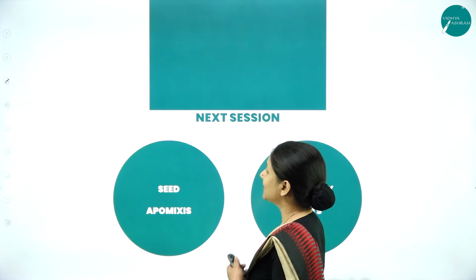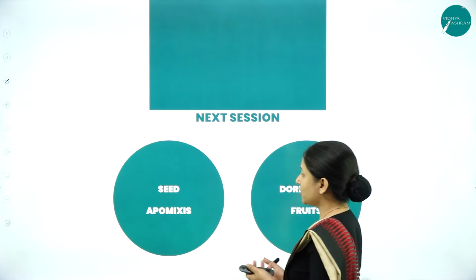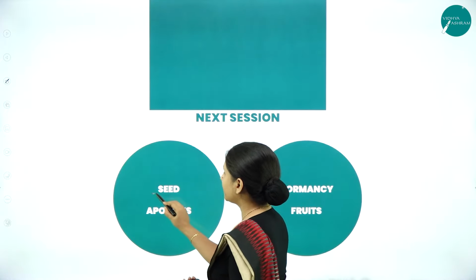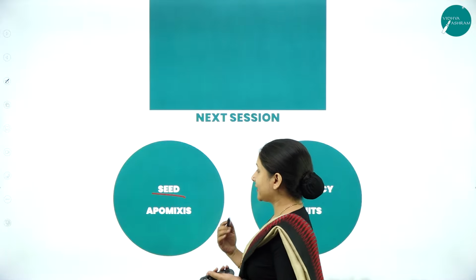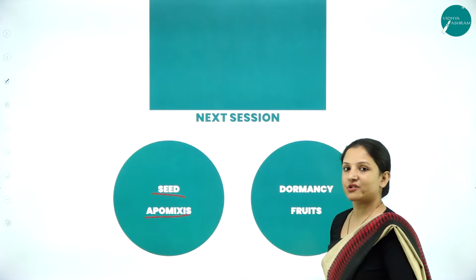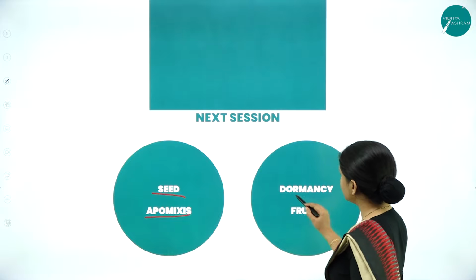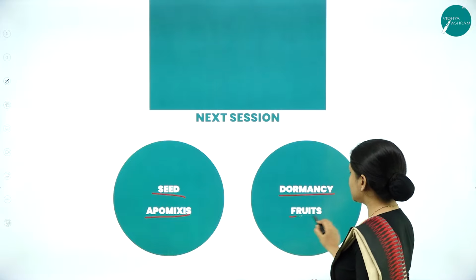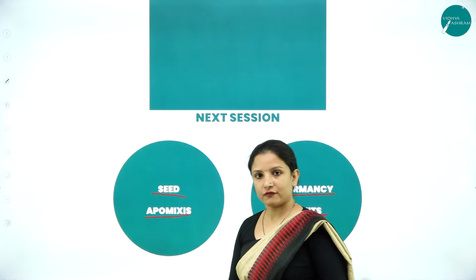So this was about this session. In the next session, we'll talk about the post-fertilization structure again, that is the seed, how the seed gets formed, and we'll talk about apomixis, which is one of the important terms, and then we'll talk about dormancy and the formation of the fruits.